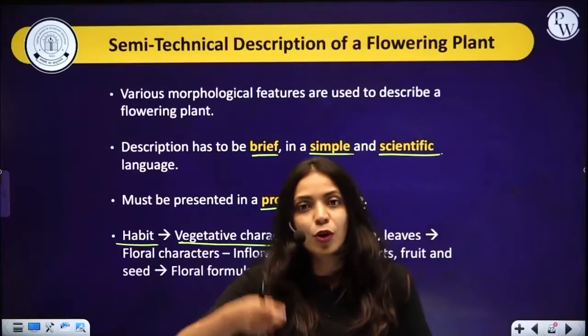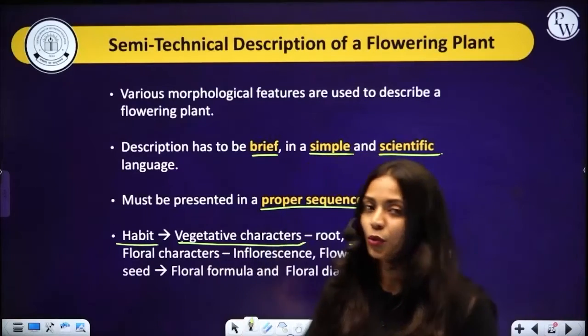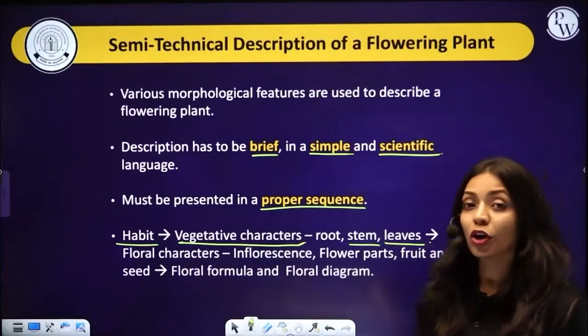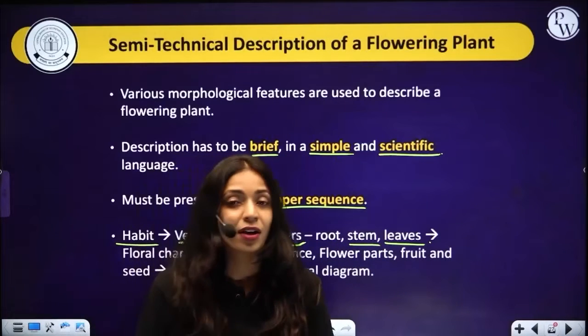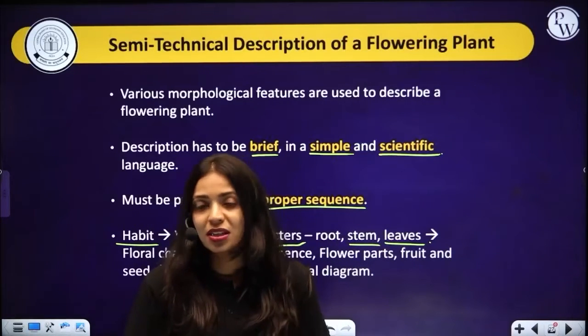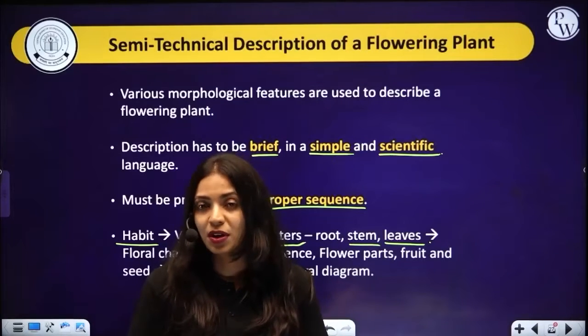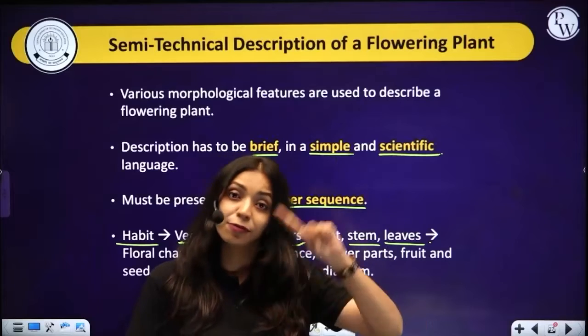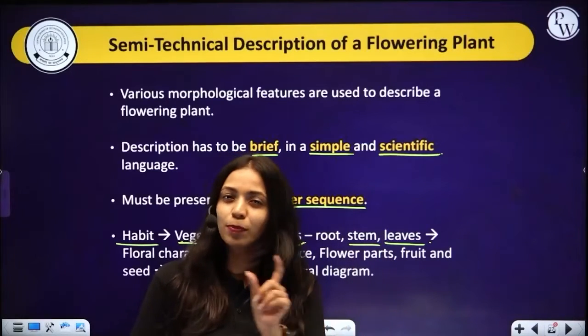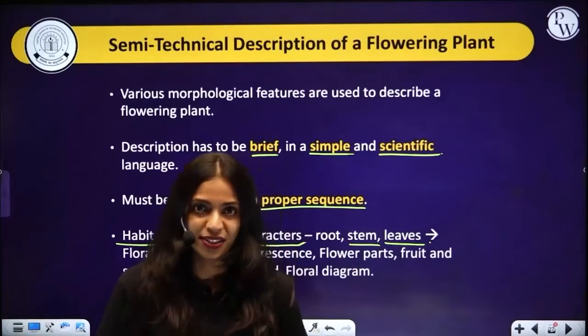Okay? Then following that, you write about its leaves. When you talk about leaves, you have to write about whether it's a simple leaf, compound leaf, what kind of venation do you see there, what kind of phyllotaxy do you observe, all of that, every detail that you've learned regarding leaves in the first session, all of that you'll have to mention very briefly in your description.